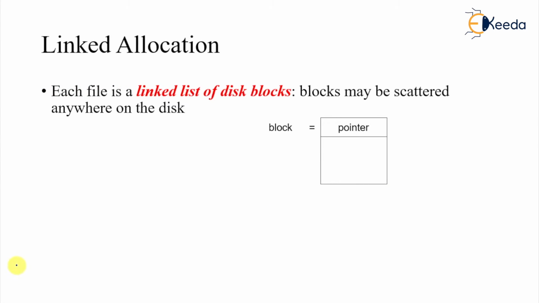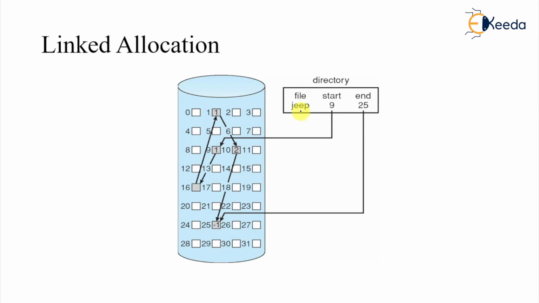Now each file has a linked list of disk blocks, and the blocks may be scattered anywhere in the disk. There is a block and there will be a pointer value in it. For example, the file name is jeep and it starts from 9, and 9 has a list entry pointing onward, and then we go to the next block, and so on.